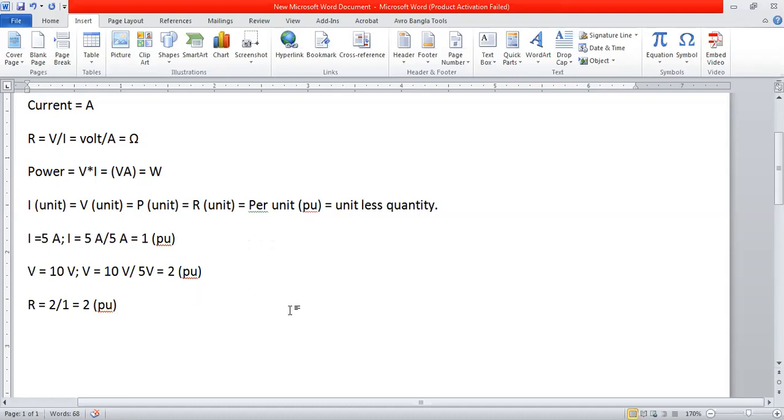So if we want to find out the actual value of this resistance, or this voltage, or this current, then we have to multiply the per unit value with the reference value. So what is the reference value actually? The reference value is the value by which you divide your own quantity. So this is the reference value.